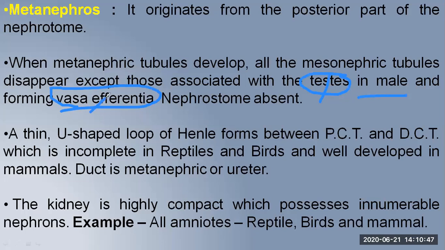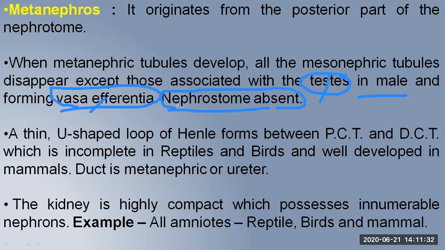So for the formation of these two things, the mesonephric kidney part which is responsible for the formation of testis in the male as well as vasa efferentia will not disappear, and the other part of the mesonephric kidney totally disappears, and it is occupied by the metanephros kidney. And nephrostome is absent. This is very important. I had already told you a number of times, I'm telling again: these nephrostomes are only found in the Archaeonephros kidney as well as the Pronephros kidney. Mesonephros and metanephros don't have the nephrostome.